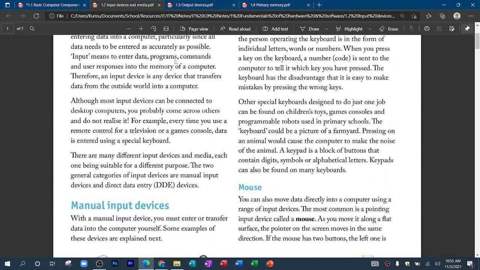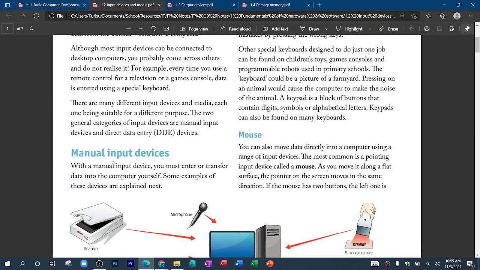Now, input devices have two types. That's another important thing to remember about input devices. You have manual input devices and direct data entry devices. Those are the two types of input devices.